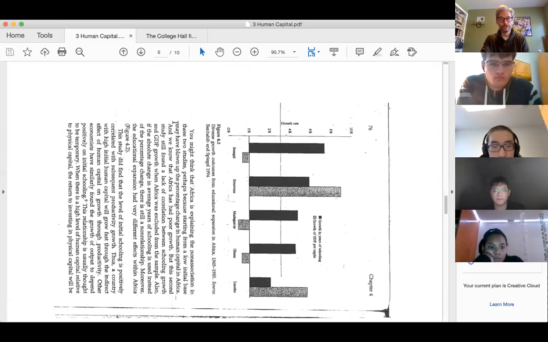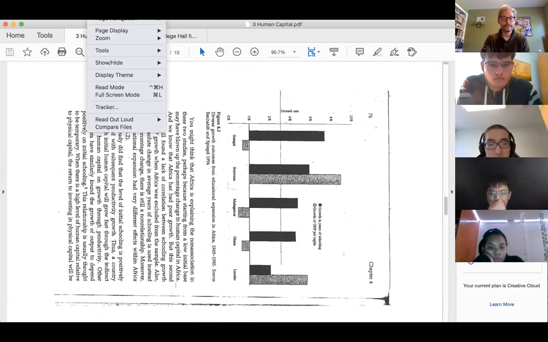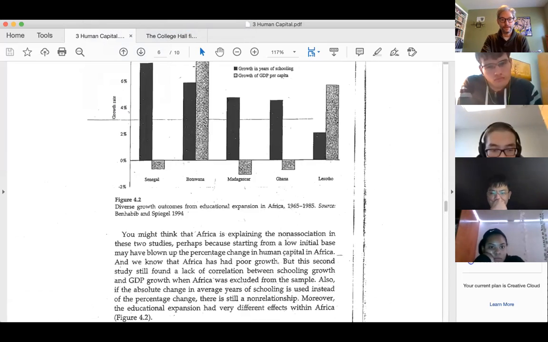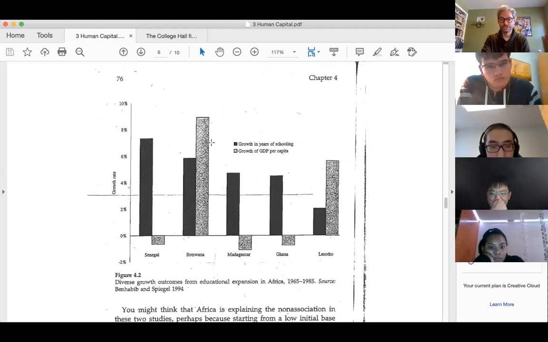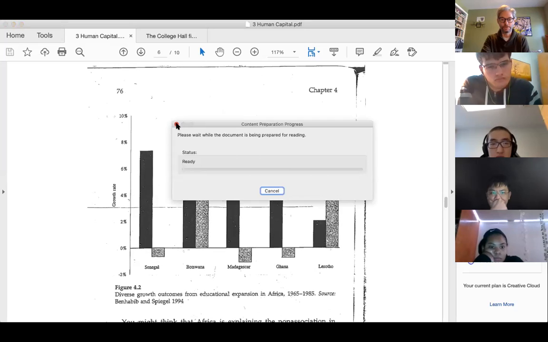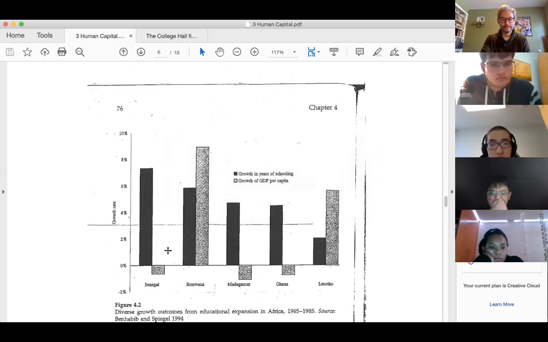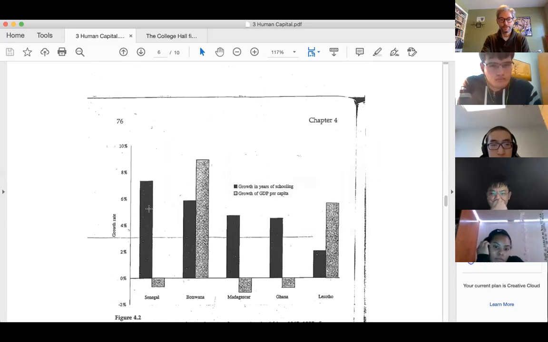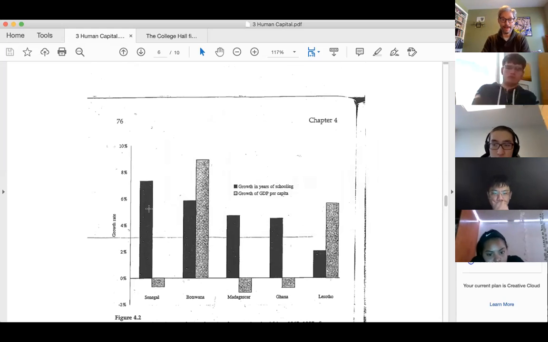But once again, when we look at the data, what we see is that in many countries, it just hasn't mattered in terms of growth. So this is looking at some African countries. The dark lines are growth in years of schooling, and the gray lines are growth of per capita GDP, right? And we see that some countries have had significant increases in the amount of schooling and have actually had negative GDP growth, right? Ghana, Madagascar, Senegal, right?